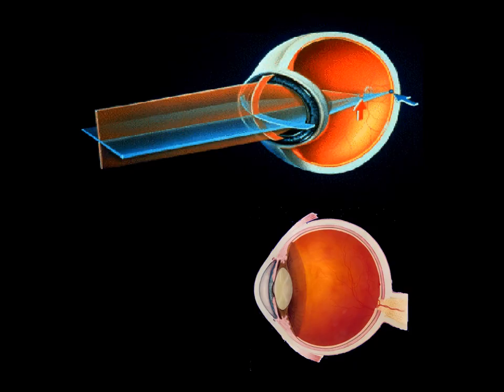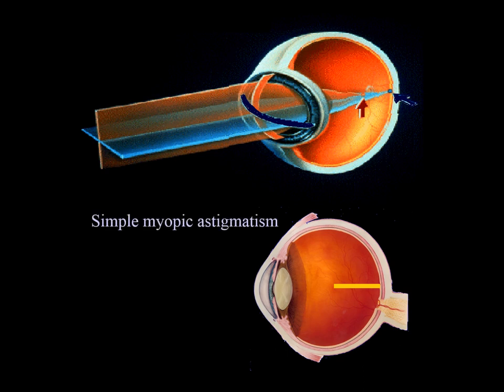This is the idea. Now, back to the eye. Vertical is strong in this example, so the focus will be in the vitreous. This meridian is myopic. Horizontal focuses on the retina, so this meridian is emmetropic, and in between, the oblique meridia will be focused here. So this is the focus, the first one, the vertical, and the horizontal here. This is what we call simple myopic astigmatism.